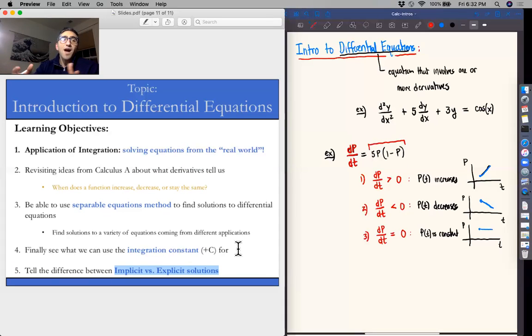In the next video, I'm going to go over a very quick example of how the method of separation, or the separable equations method, can be applied. So check it out.